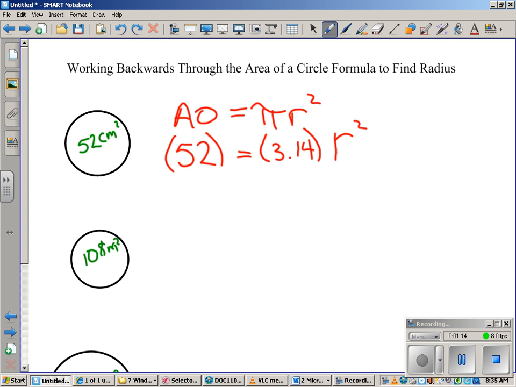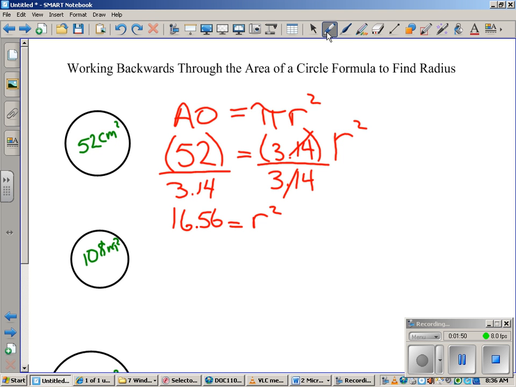Now, when we're doing this, it looks just like circumference, just like our one-step algebra questions. We know we have to isolate r and get it by itself. And what's happening to it right now is 3.14 is multiplying it. In order to isolate, we have to divide that away. We have to do the opposite operation to both sides. Those will cross out, and what you have now is r squared is equal to 16.56.